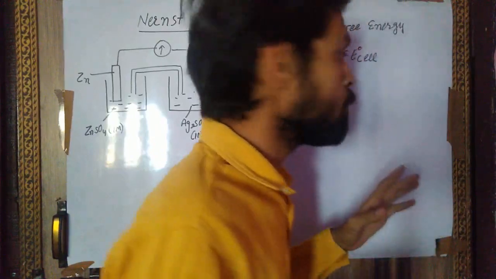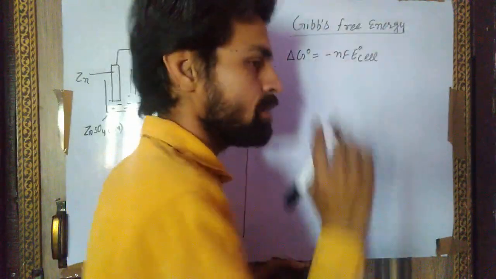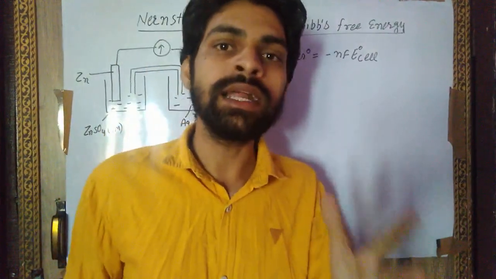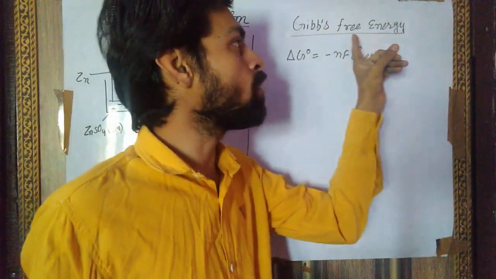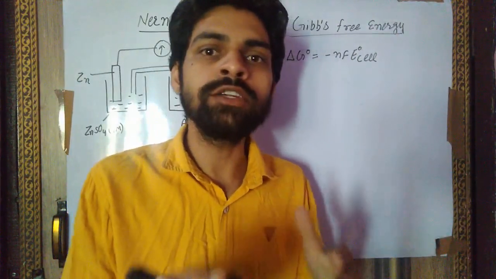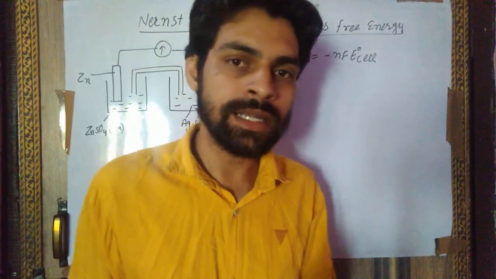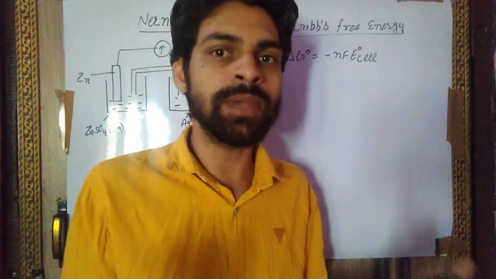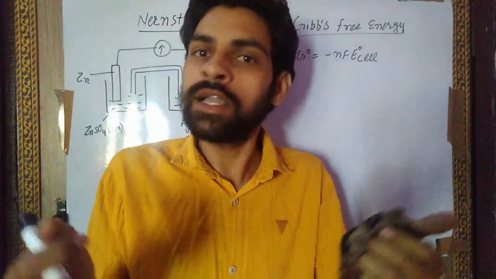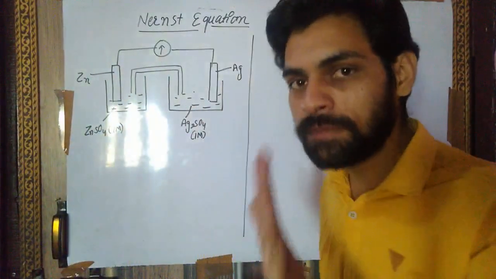Before understanding the Nernst equation, a very short topic, that is Gibbs free energy. We will understand Gibbs free energy. Students, already in thermodynamics, in class 11th, we have studied Gibbs free energy: the energy which is required to do some useful work. The symbol of Gibbs free energy is delta G naught, the change in Gibbs free energy, because the exact amount of Gibbs free energy we cannot determine, so generally we deal with the change.